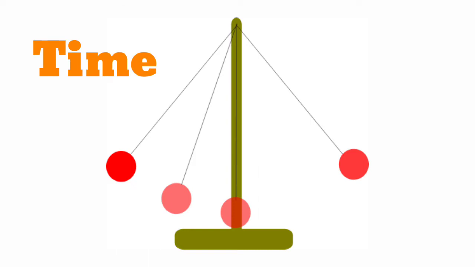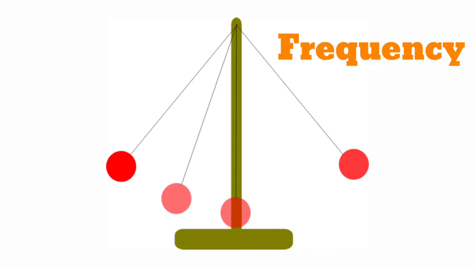The time, it is the interval or period of time it takes for the pendulum to swing back to its original position, and it is measured in seconds. The frequency, it is how often the bob of mass swings in 1 second. It is measured in Hz or Hertz.